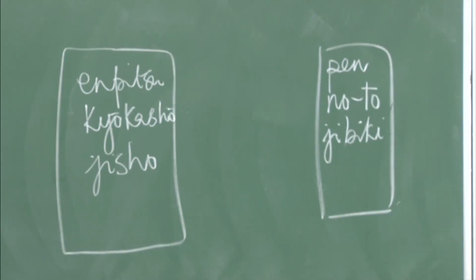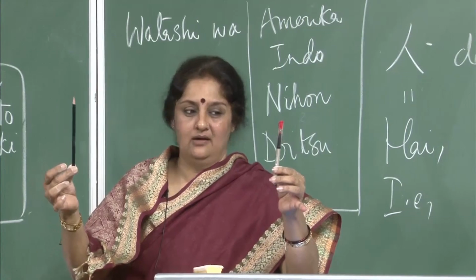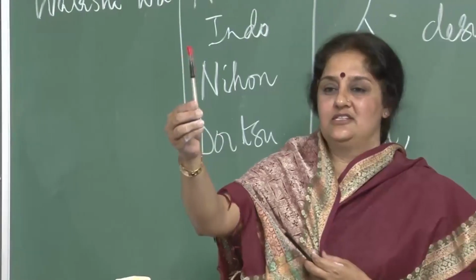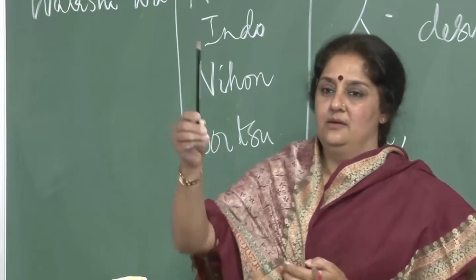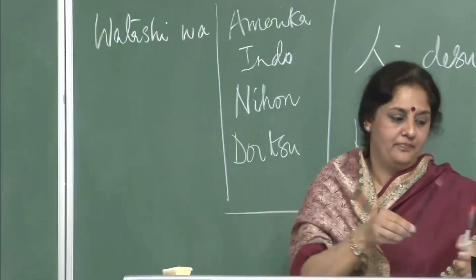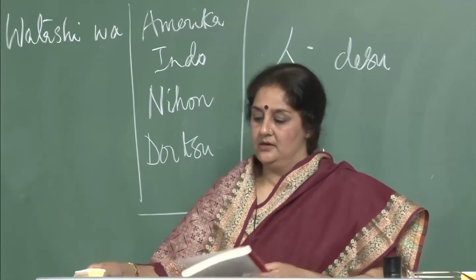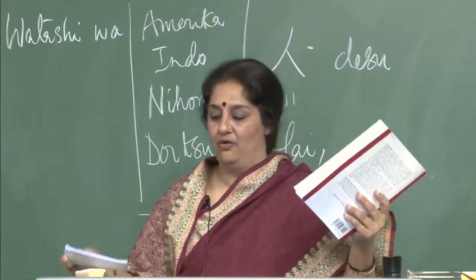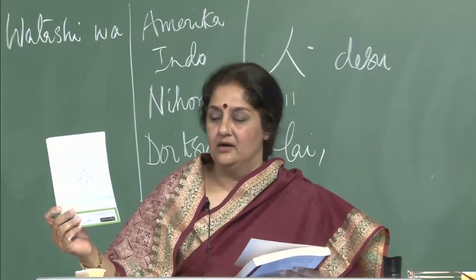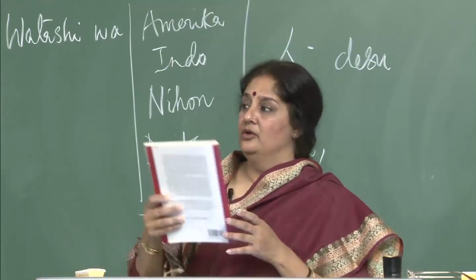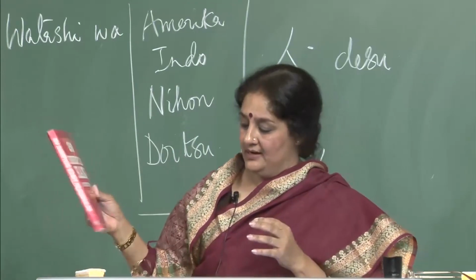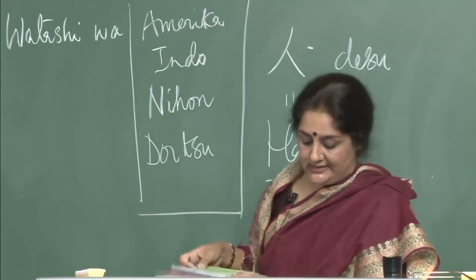Enpitsu is pencil, and pen of course you all know. So, you can ask like this, pen desu ka, enpitsu desu ka. So, there is a choice between the two, which is it? Is it a pen or a pencil? Pen desu ka, enpitsu desu ka. In a similar manner, you can also ask noto, kyokasho. Noto desu ka, kyokasho desu ka? So, you can inquire about these things.